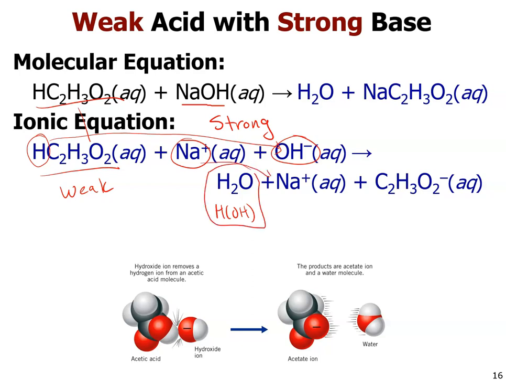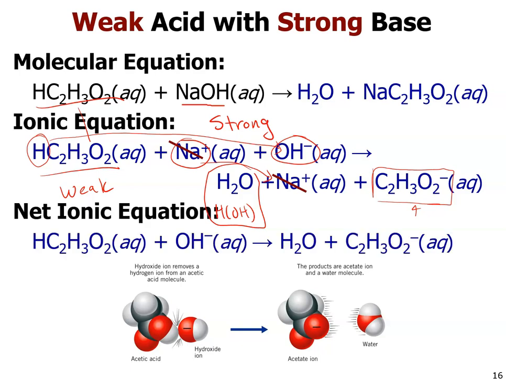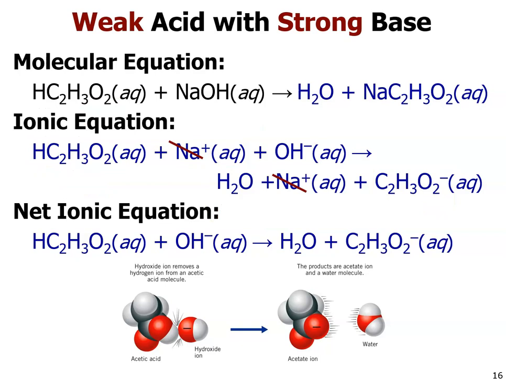This sodium is still in solution. And when that does break apart, we form that negatively charged ion at the end. So this is the ionic equation that we've made. We can take out the sodium ions because those are really just spectator ions. Then the net ionic equation is shown here below, where we start with this weak acid and a strong base, and we make water and that acetate ion.